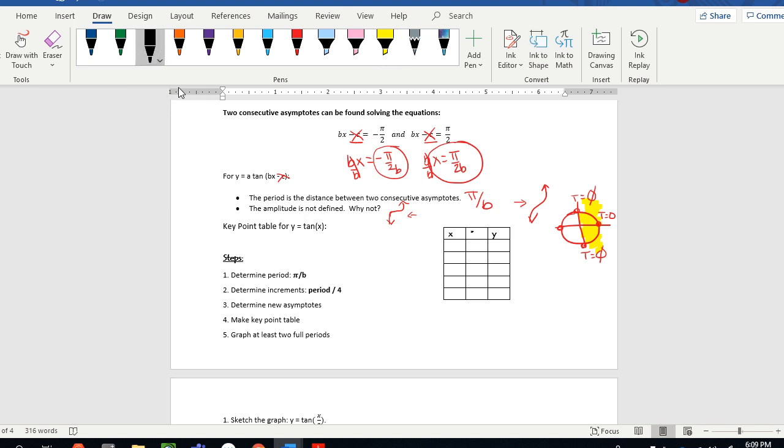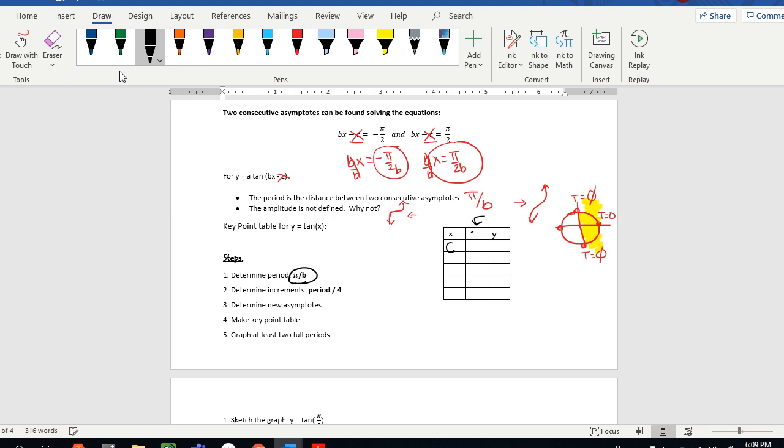Now, what is the period? The period is going to be, would you look at that? Holy mackerel. It's not going to be 0. I take it back. It's going to be negative pi over b to pi over b. I got to think about that a minute, guys. Let me think about that. Key points, I know those.